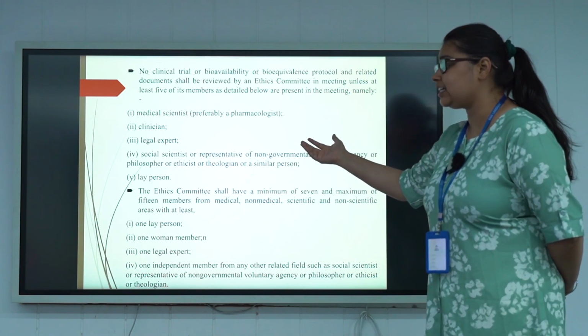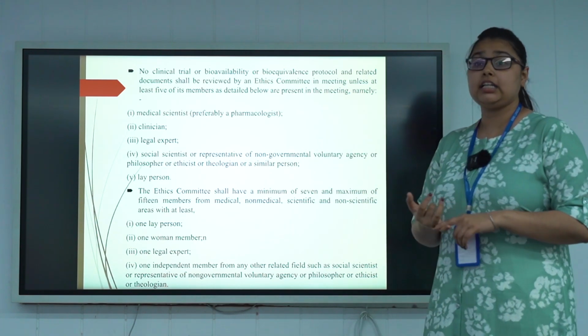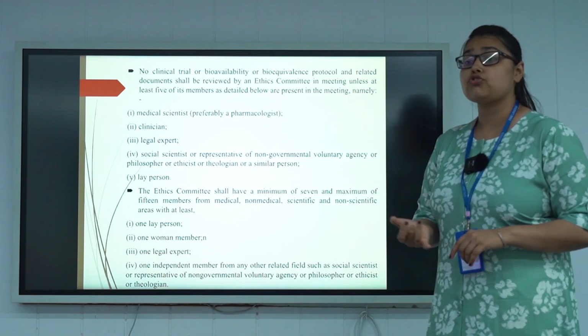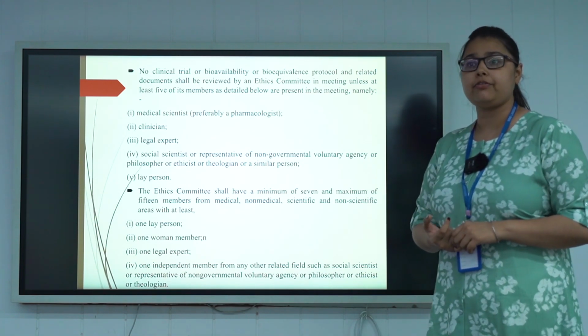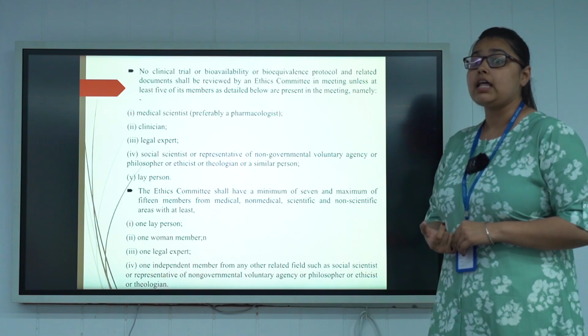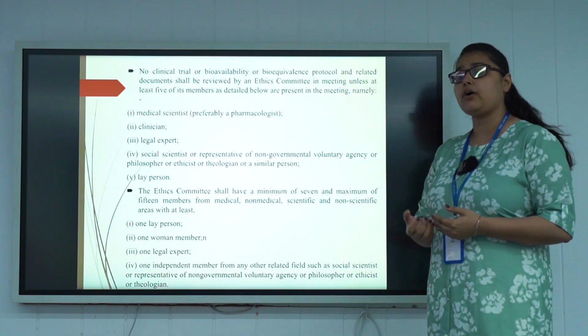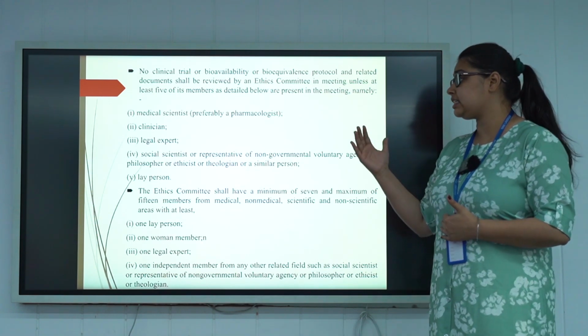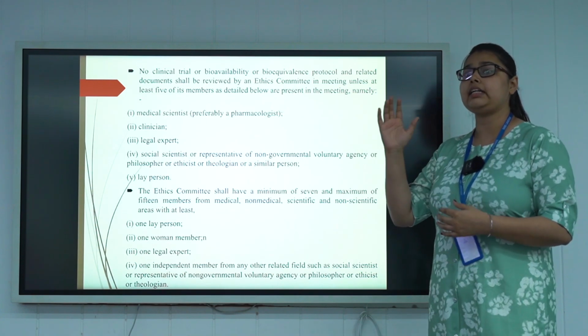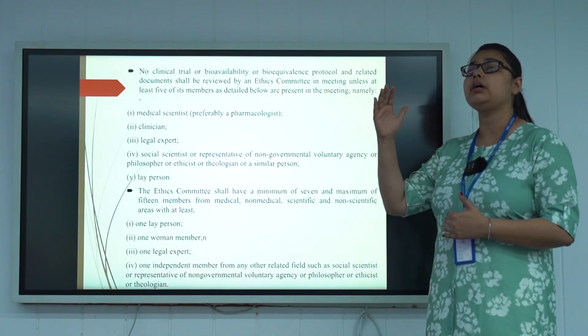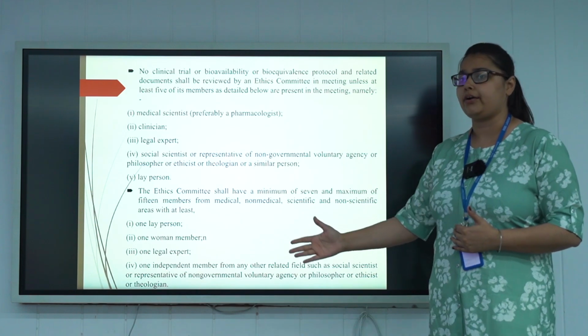These are the medical scientist, preferably a pharmacologist, a clinician, a legal expert, a social scientist or a representative of an organization, a layperson. Layperson is very important because the layperson sees whether the document is according to the understanding of a person who is not from the medical background.